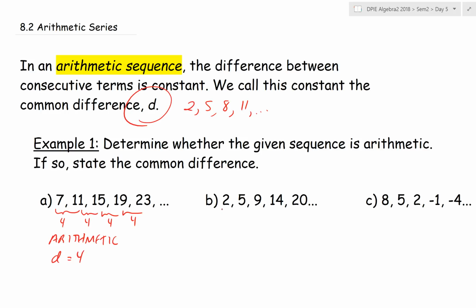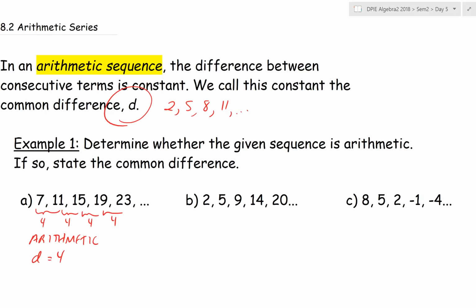So go ahead and take a look at examples B and C and decide on your own if they're arithmetic or not. And if they are arithmetic, state what the common difference is. So go ahead and press pause on your video player, work those two examples out, and then press play when you're ready to see the solutions.